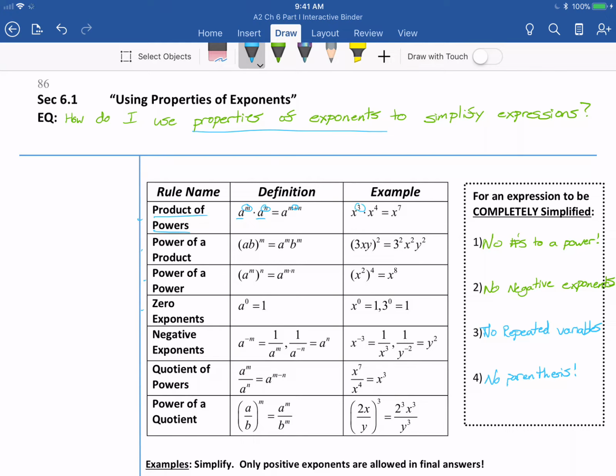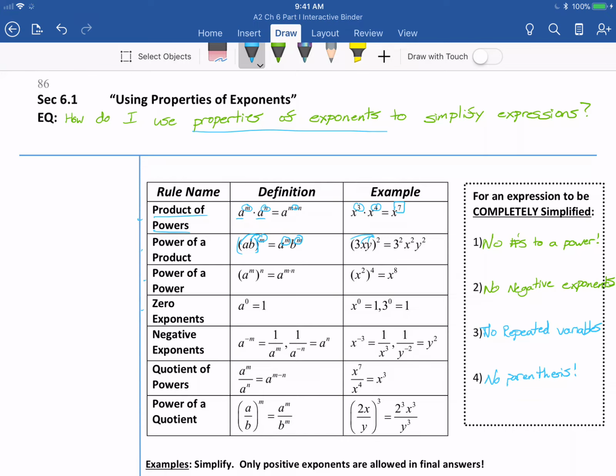I'm not going to spend a whole lot of time talking through these because I know you guys have seen these before. The second one here, if you have something outside of parentheses, you can distribute it onto both of those, so a to the m, b to the m. Here I just have that squared, so it applies to all three of those.